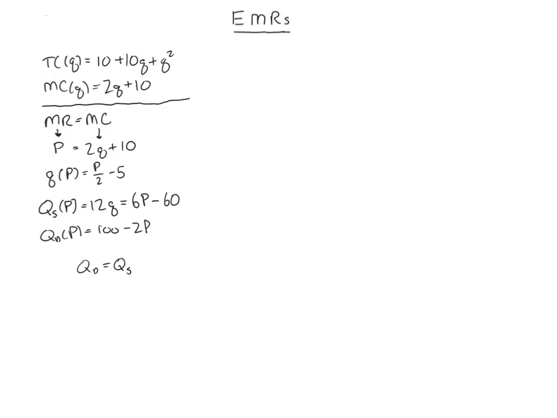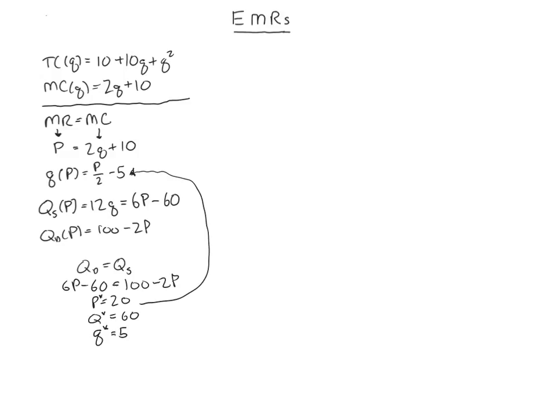So now we can set QD equals QS and actually solve and get a specific price. So 6P minus 60 equals 100 minus 2P. Solve for that, we get P star is 20, we get Q star is 60, and then we can go back and plug this price into this equation here and find out what the little q is. So we plug that in, a price of 20, 20 over 2 is 10, minus 5 gives us 5, so the little q is 5. And finally, if the little q is 5 and there's 12 firms, then 5 times 12 should give us the big Q, the total amount produced by all the firms.